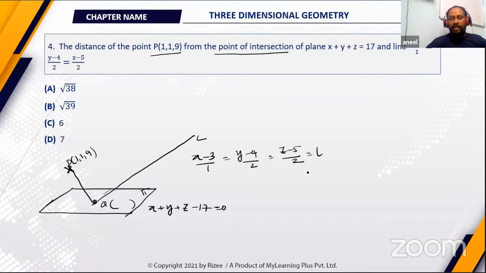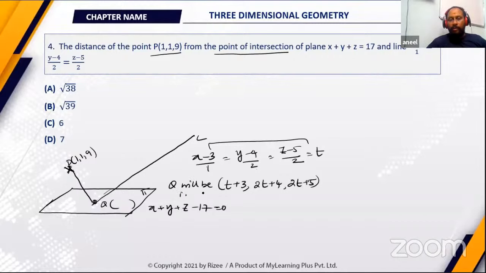So let me equate the line to some t. Every point on the line will be of the form: x coordinate will be 1 into t plus 3, that is t plus 3, 2 into t plus 4, that is 2t plus 4, 2 into t plus 5, that is 2t plus 5. So your point Q will be in the form (t plus 3, 2t plus 4, 2t plus 5) for some t. We don't know which t.